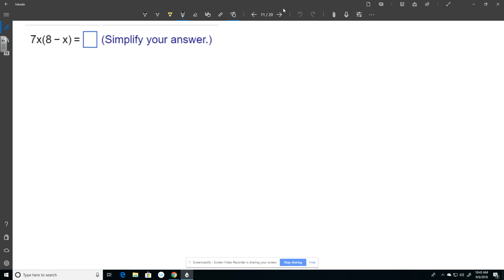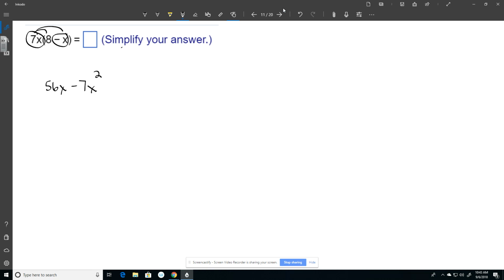Number 11, 7x multiplied by 8 minus x. It wants us to simplify. So we're just distributing. We're taking this 7x and we're distributing it to everything on the inside. 7x times 8 is 56x. 7x times a negative x, please don't forget that sign right there, is negative 7x squared.